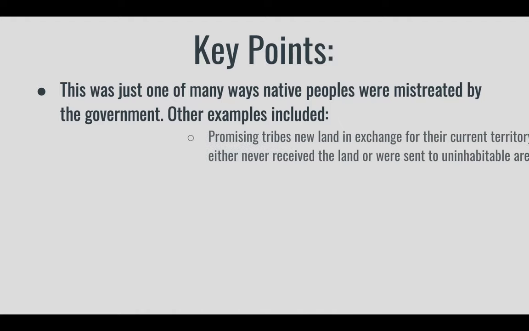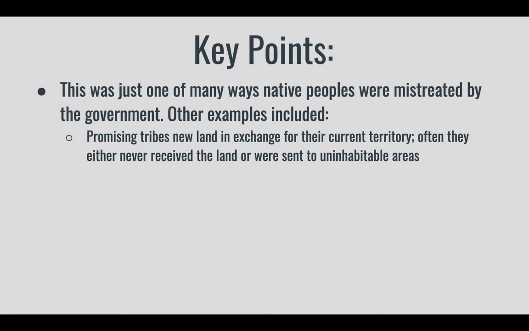So there are times when tribes were promised new land in exchange for where they were living, but often they were either not given new land, or the new land they were given was really uninhabitable, meaning it was not a good place to live for whatever reason. It might be hard to grow crops or hard to find food, or it might have a really bad climate, like either too hot or too cold. So they were kicked out of their good land in exchange for either no land or really bad land.